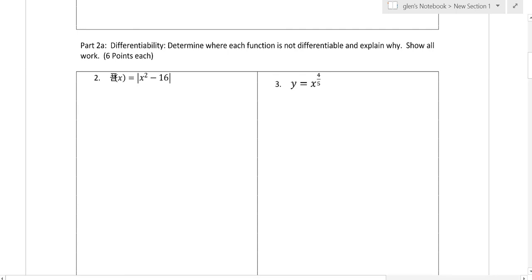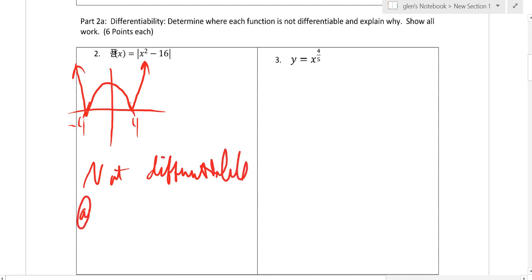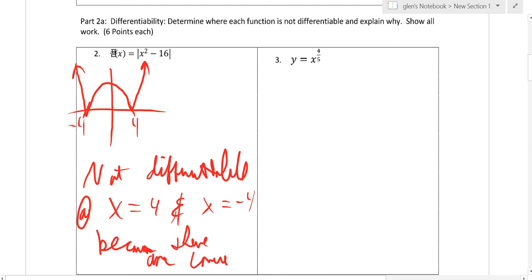x squared minus 16 without absolute value looks like this, where it hits at -4 and 4. The absolute value looks like this, creating corners at -4 and 4. So you would say not differentiable at x equals 4 and x equals -4 because there are corners, okay? Boom.